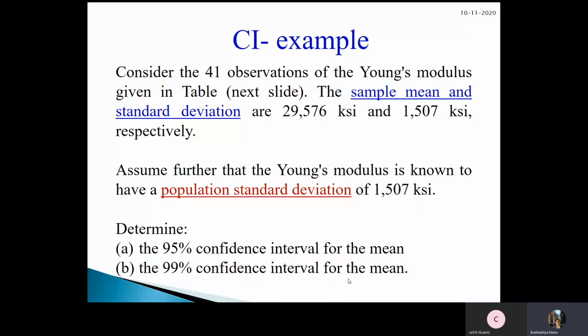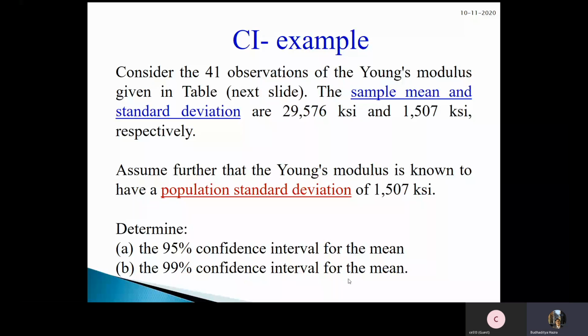So what do we want to find out? We want to find out basically the bound: 29,576 minus delta, comma, 29,576 plus delta. That is the interval, right? Such that there is 95% confidence, and then 99% confidence.